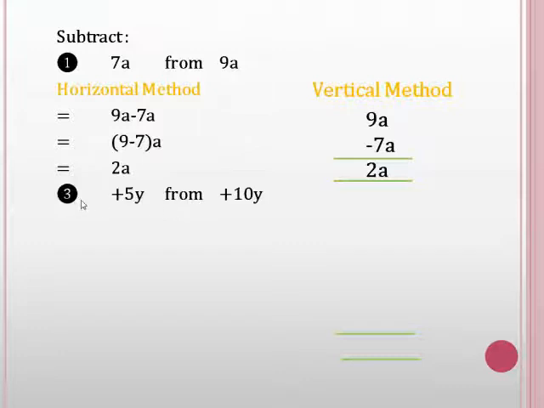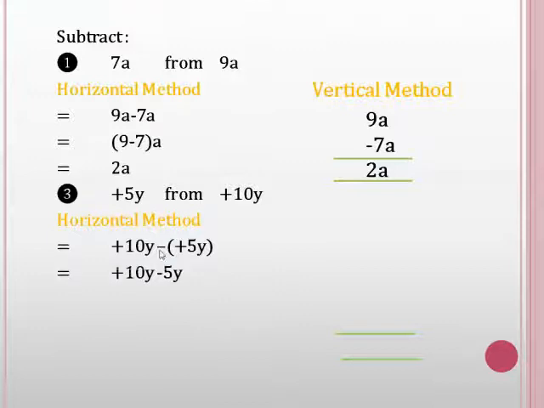Now the second question is: subtract plus 5y from plus 10y. Here is the horizontal method. Here we write plus 10y minus, in the bracket, plus 5y. Firstly, we change this sign, so minus plus is minus, and we get plus 10y minus 5y.